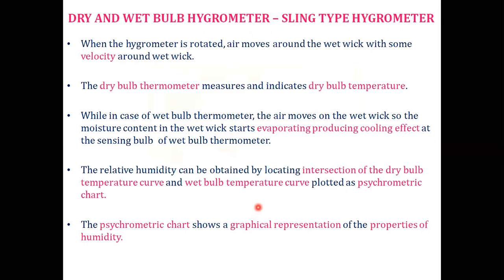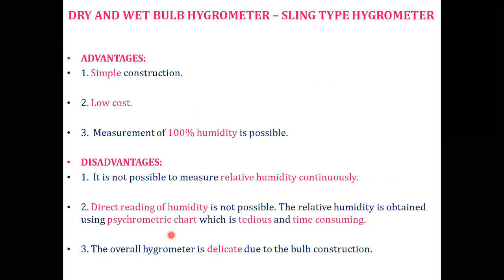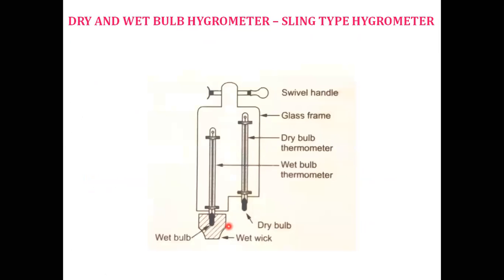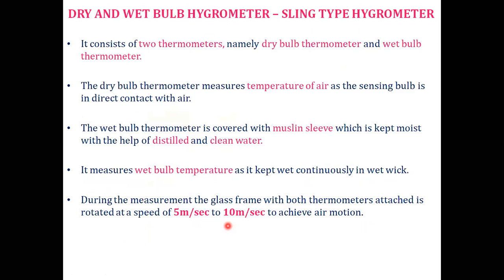You can explain what happens across the wet bulb thermometer and what happens across the dry bulb thermometer. By using the psychrometric chart, we can get the different properties of humidity. We can acquire the relative change in the humidity of this instrument. And finally, the advantages and disadvantages. This is about the hygrometer. Two types of hygrometer we have discussed for this class.